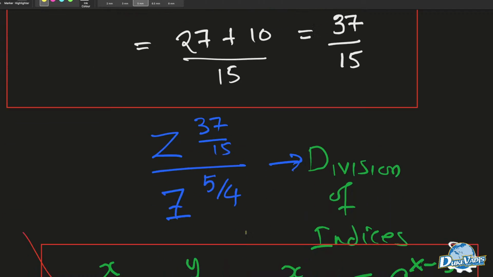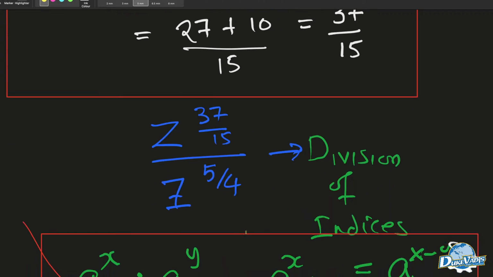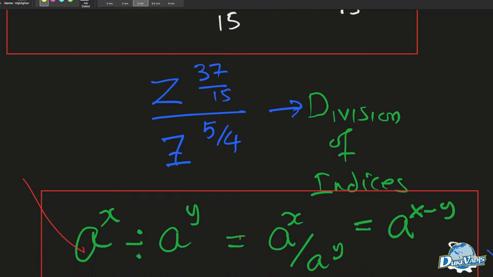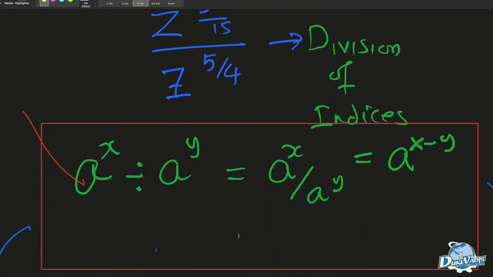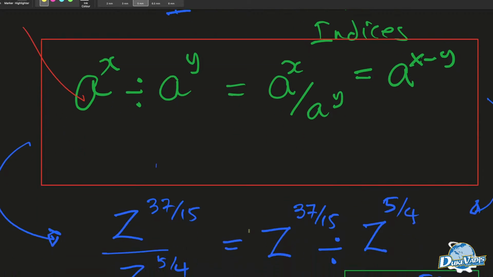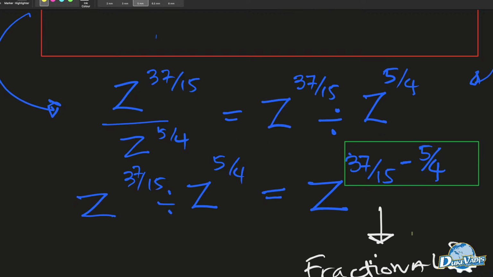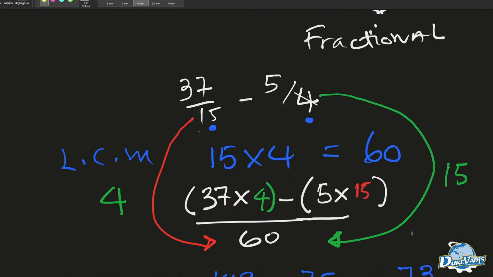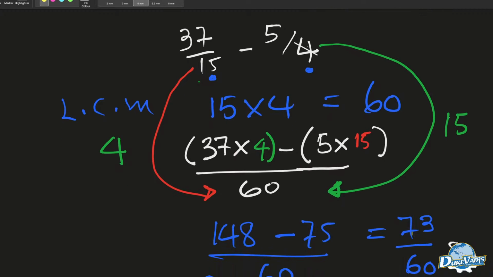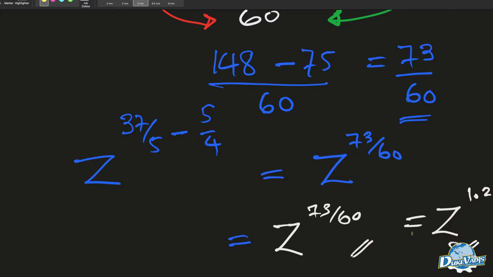Now our equation changed because we are able to deal with the top one. If we look at it too, we see that they are dividing. So we applied another property of indices, which is the division property: a raised to the power x divided by a raised to the power y. We did the same procedure, and we realized that because they are subtracting, the fraction changes. So we go down here and apply the same procedure we saw earlier. Our answer got to z raised to the power 73/60.